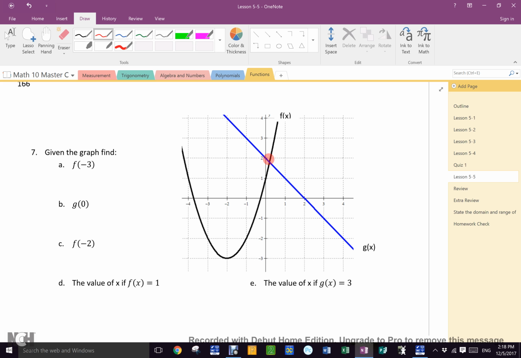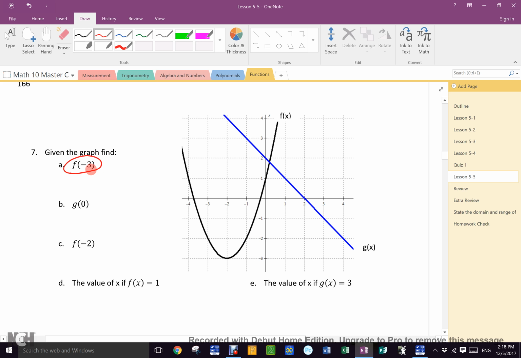All right. The curvy one is f. The straight one is g. I want to find a value on which? On the curvy one. Now, f of negative 3, is that an x or a y value?